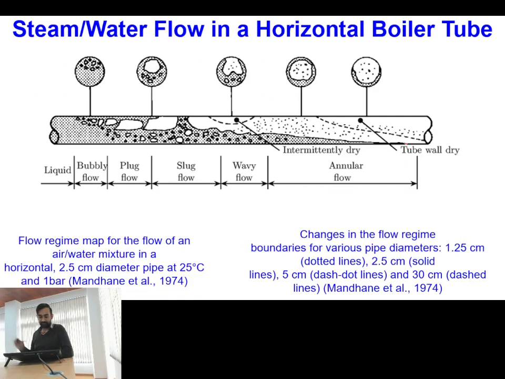Okay. Then we have a horizontal boiler tube. Now the tube can be in horizontal orientation. So if I have a horizontal boiler tube, then what will be happening?